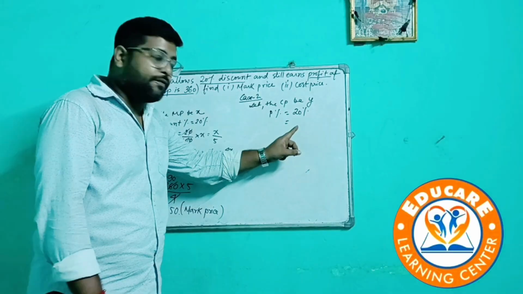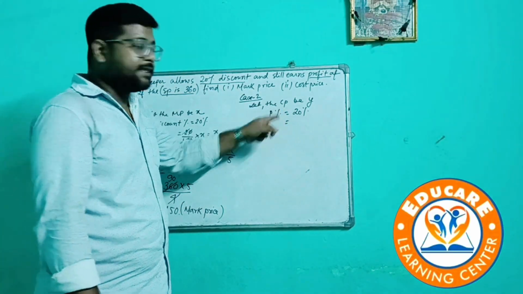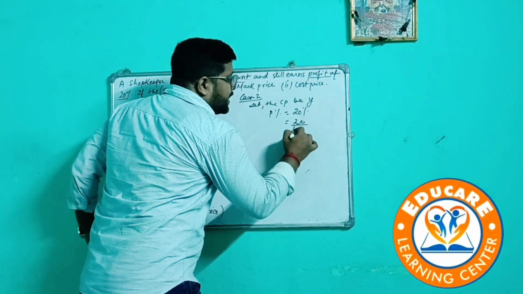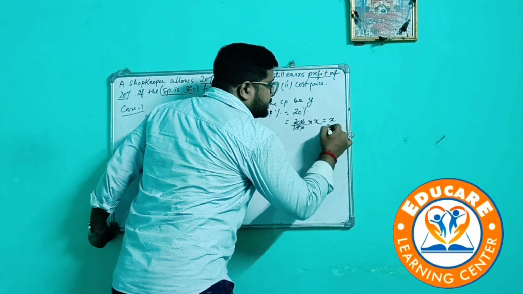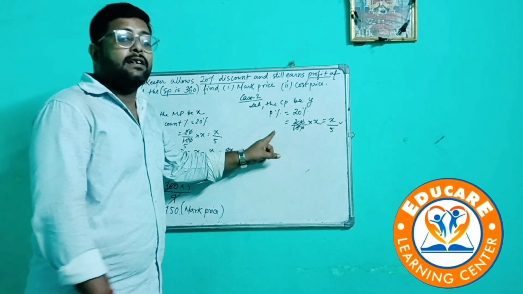Now 20% profit will be calculated on cost price itself. So 20 by 100 into X. Again if we do cancellation, we get X by 5. This is what? This is our profit.